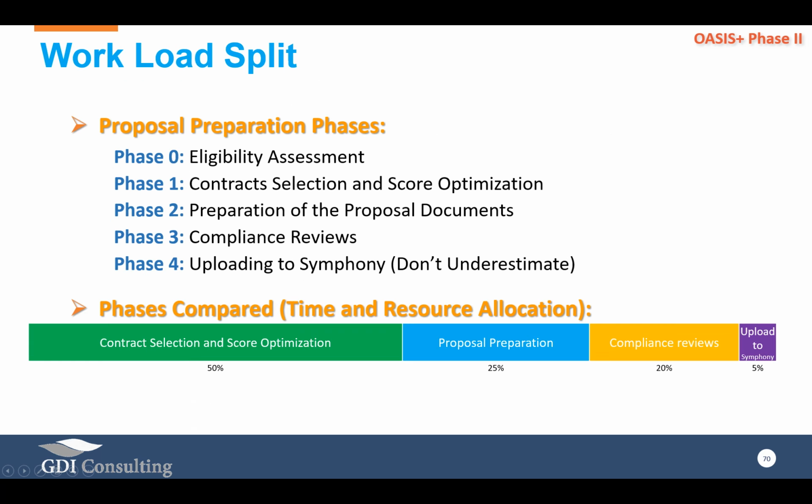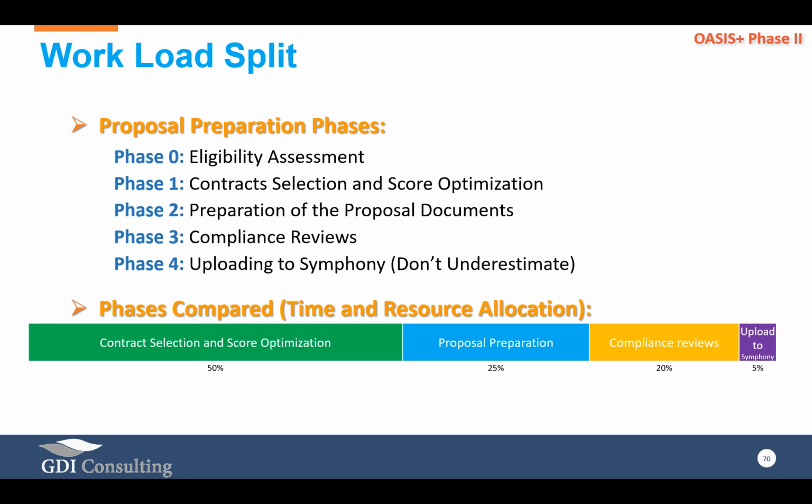And here I wanted to share our experience in terms of the time and resources needed for the preparation and submission of the OASIS+ proposal. There are essentially 4 main phases. There is a phase 0 eligibility assessment if you're unsure about moving forward, but there are 4 main phases.